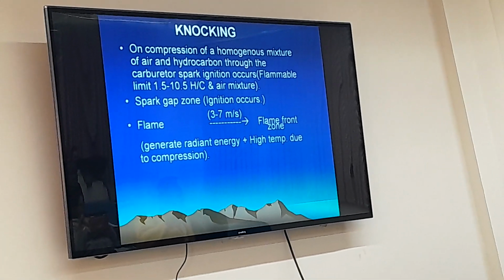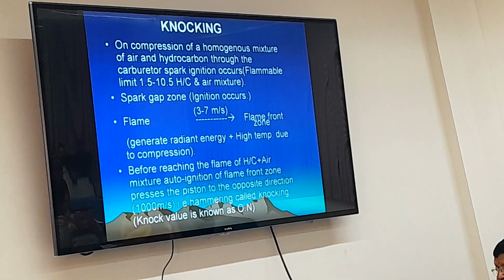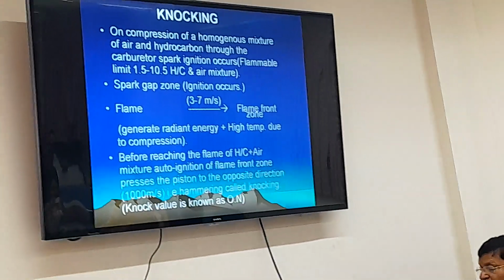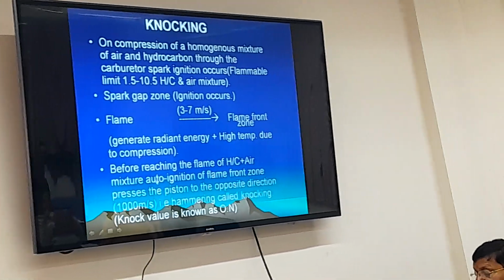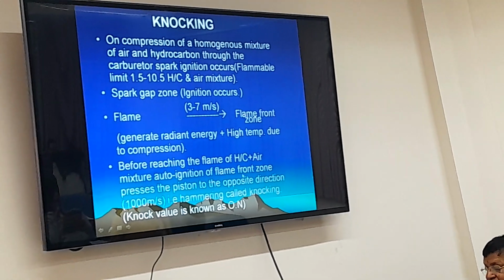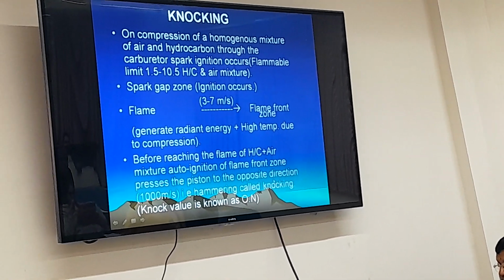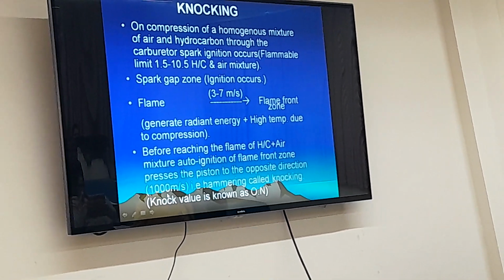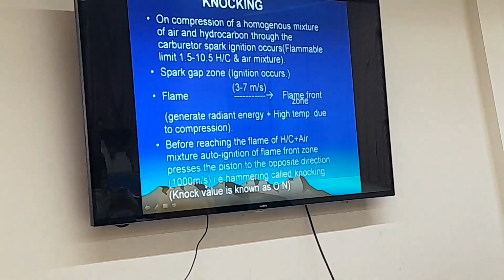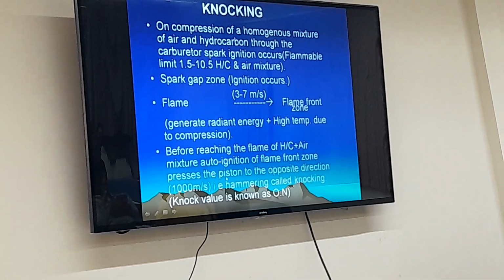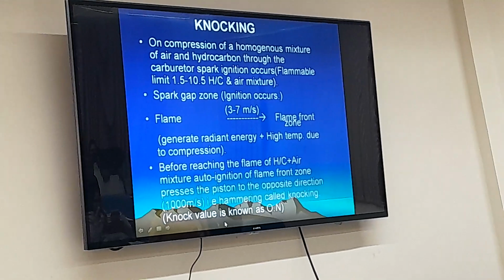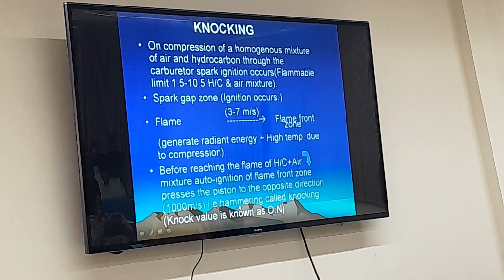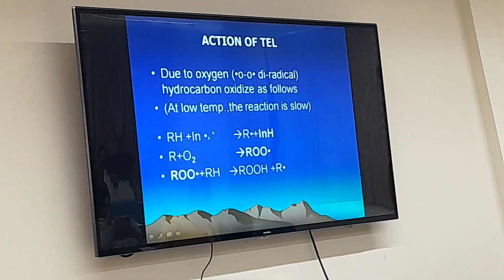The flame zone generates radiant energy plus high temperature due to compression. Before the flame reaches, the hydrocarbon and air mixture auto-ignites and pushes the piston back in the opposite direction at the speed of 1000 meters per second. That is called hammering, and knocking. The value is known as the octane number. Now you see the reaction.